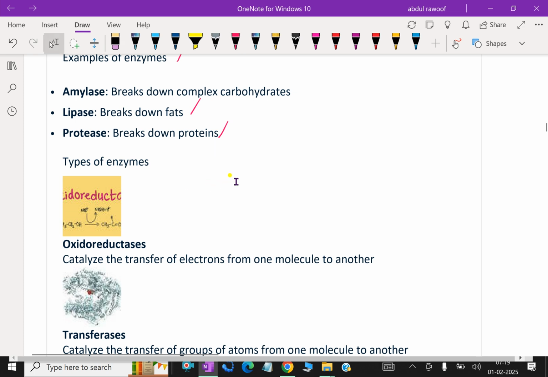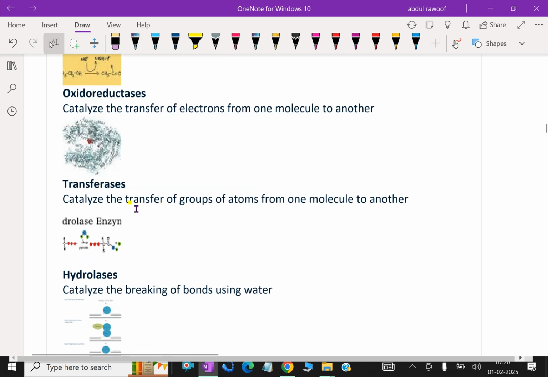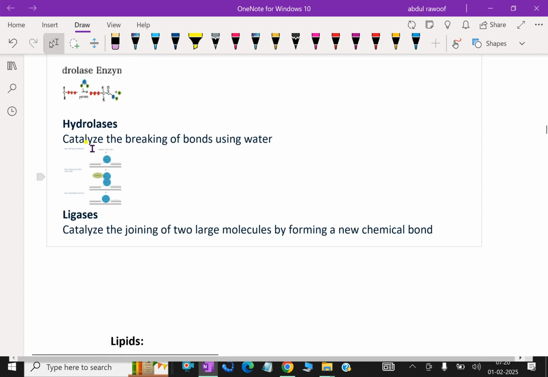Types of enzymes. Some types of enzymes are oxidoreductases, which catalyze the transfer of electrons from one molecule to another. Transferases catalyze the transfer of groups of atoms from one molecule to another. Hydrolases catalyze the breaking of bonds using water. Ligases catalyze the joining of two large molecules by forming a new chemical bond.